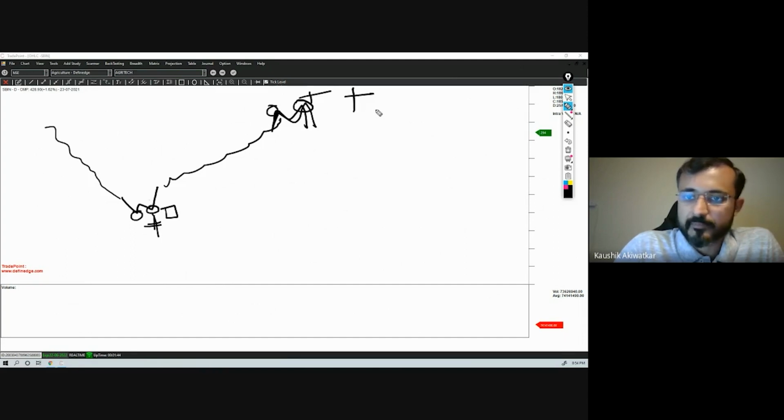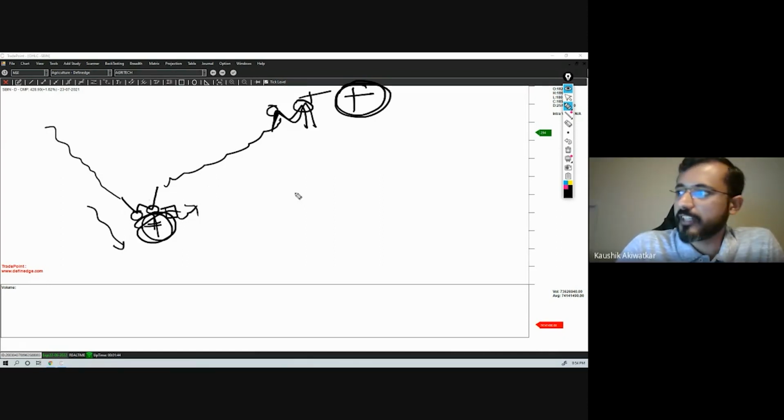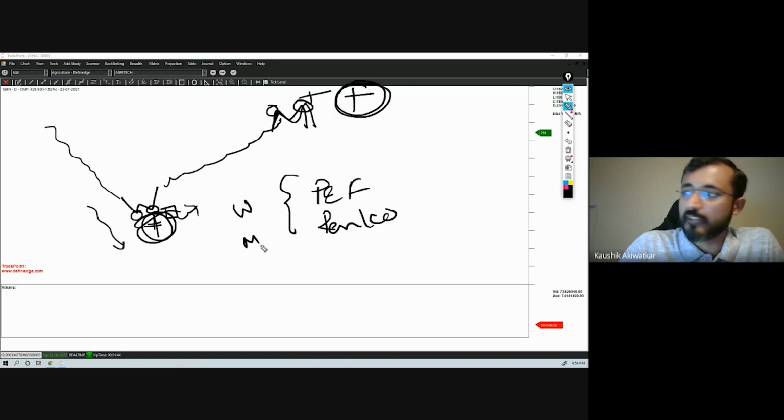Right? Because this is a place of indecision. Right? Where sellers want to push the price lower, buyers want to take the price higher. But this is a single pattern. Right? So we are understanding this because we will be trading only point and figure and Renko. But if a doji is getting formed at a W or M, that will give you additional confirmation.